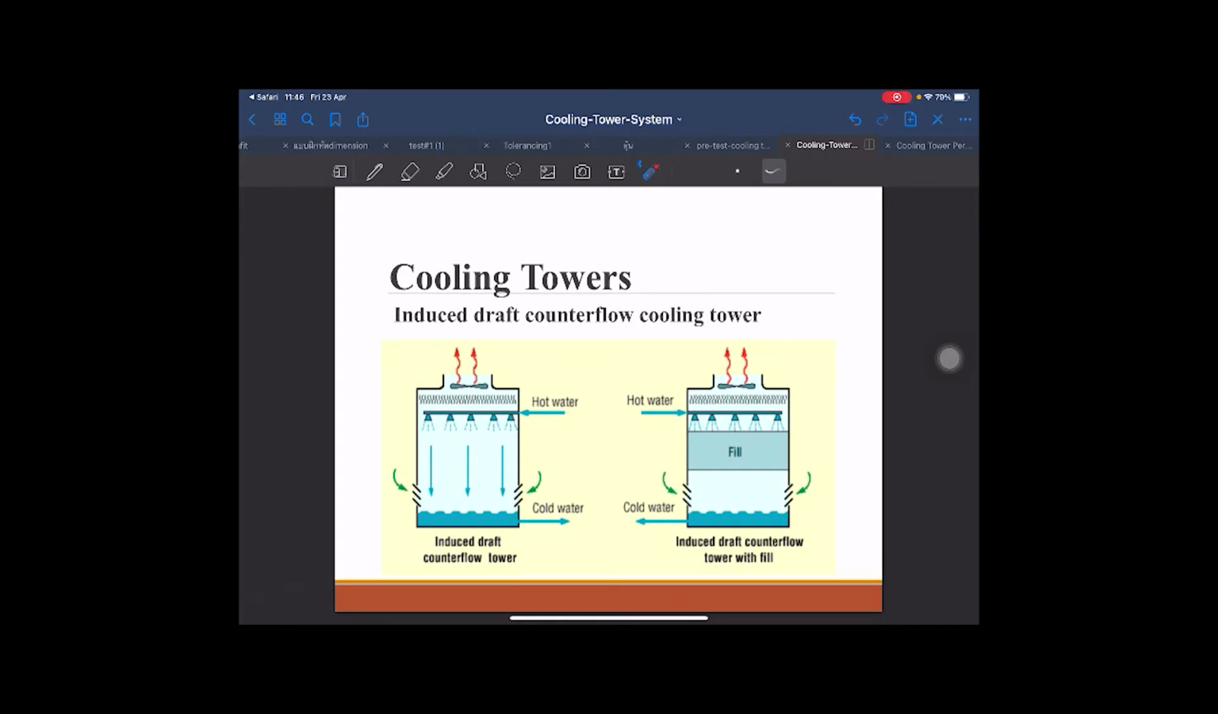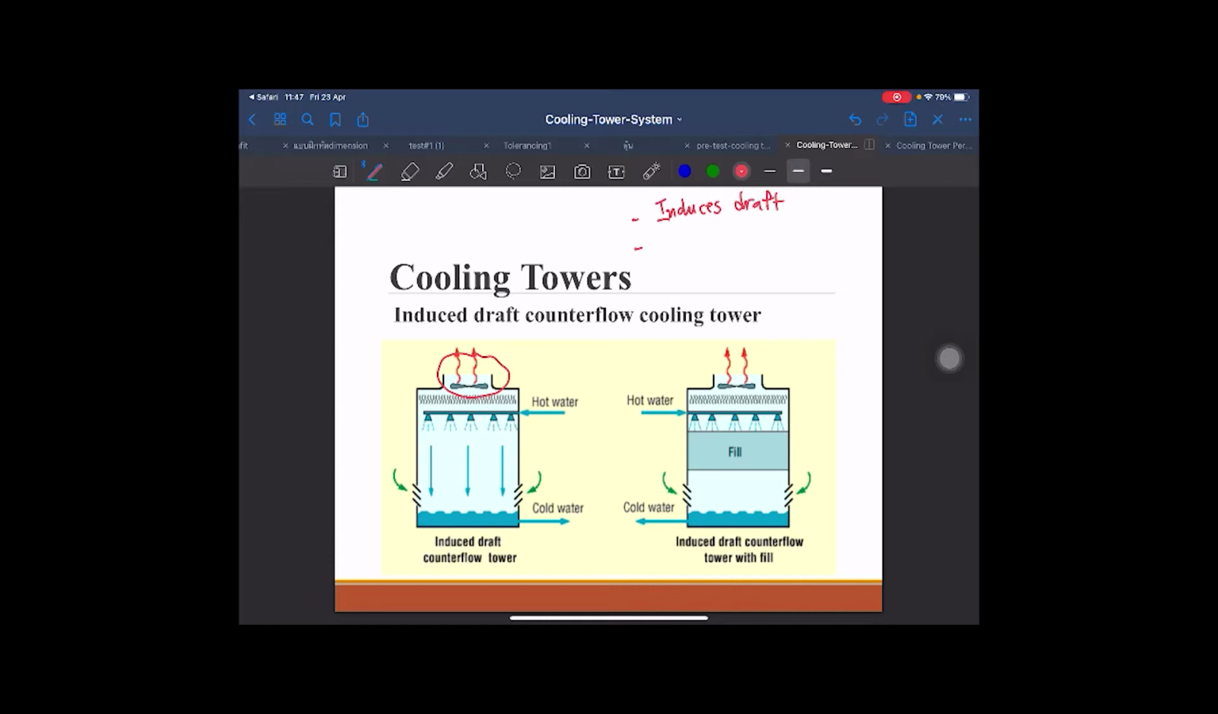The second type of cooling tower is mechanical draft. The mechanical draft can be divided into two types. One, induced draft. In the induced draft, the blower or the fan is installed at the top of the cooling tower, and it pulls the air up to the top of the tower.